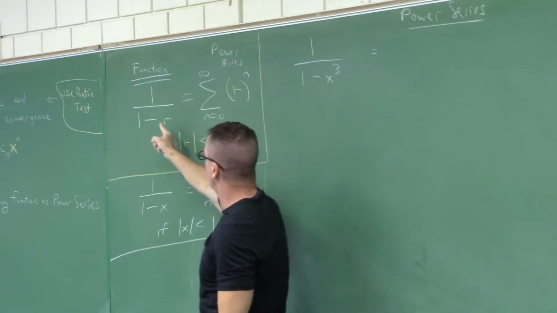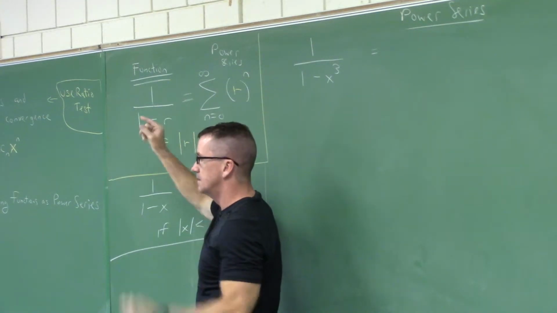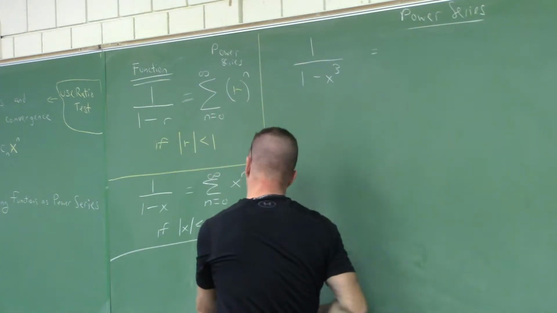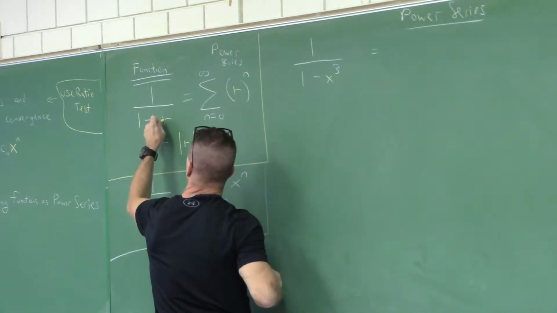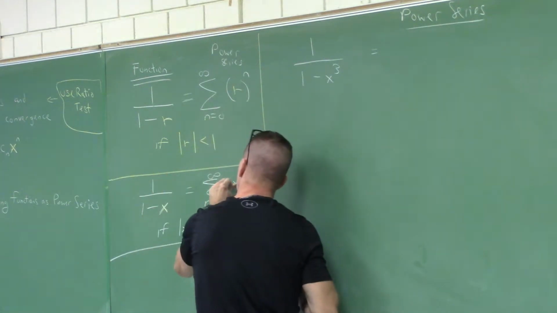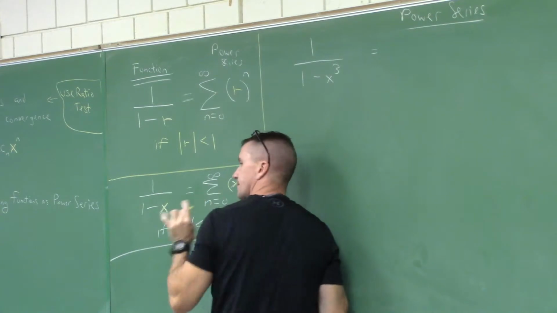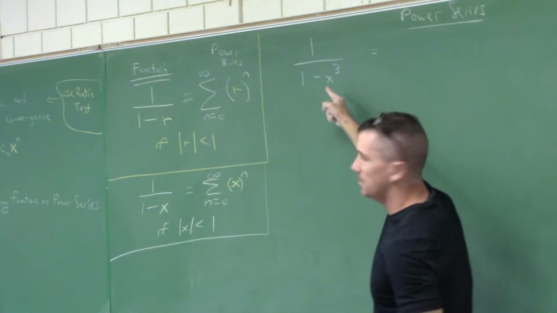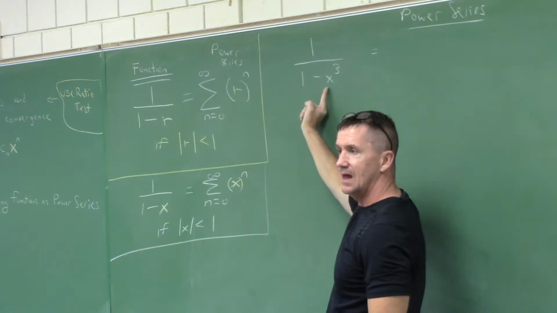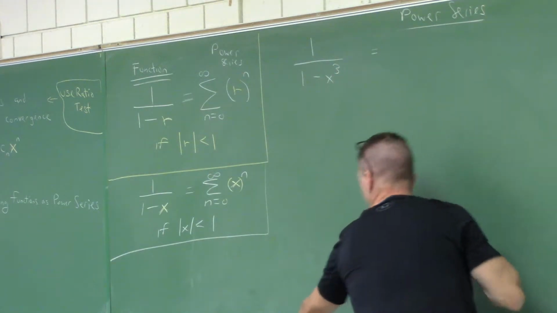1 over 1 minus r equals the sum of r to the n. So I'm color coding here. Here's the r, and this is an x. But this one is almost identical, except the x or the r is now x cubed. So what does this become?